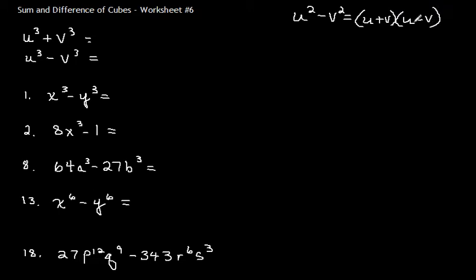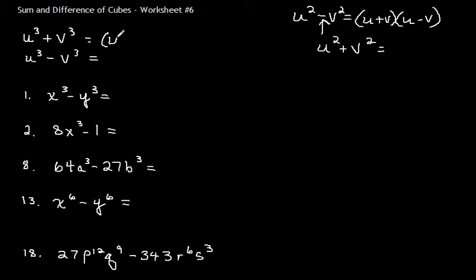You can only do the difference of two squares. If I had u squared plus v squared, we can't factor that. It's not factorable. So just keep that in mind. When we have sums of cubes, though, we can factor it. So this is the formula that we're going to use. You just have to memorize this.